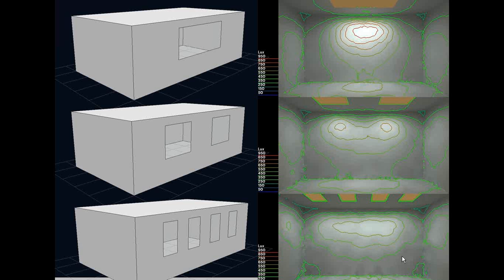The next slide talks about the shading, where you are comparing two design options and their simulation results.